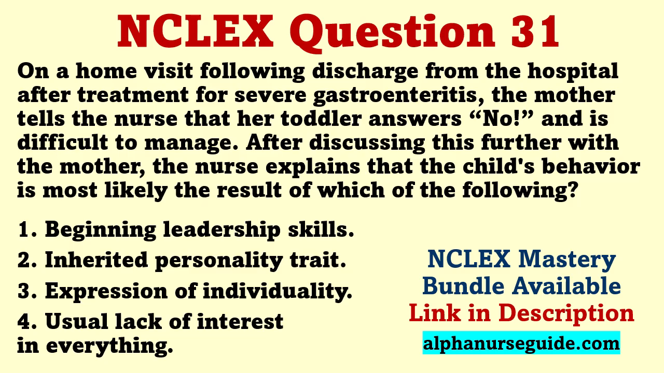The correct answer is 3. The "no" behavior demonstrated by a toddler is typical of this age group as the child attempts to be self-assertive as an individual. The negativism does not demonstrate an inherited personality trait or disinterest. Rather, it reflects a developmental task of establishing autonomy. The toddler is attempting to exert control over the environment. It is too early to assess leadership qualities in a toddler.